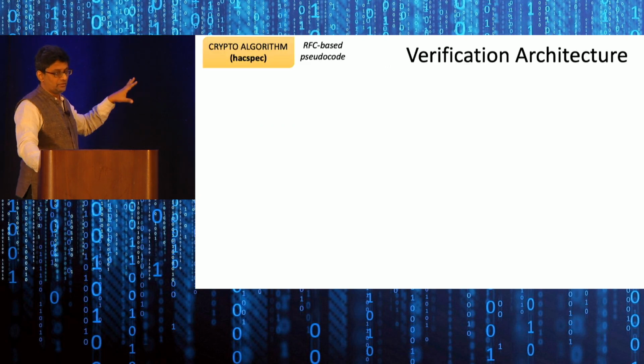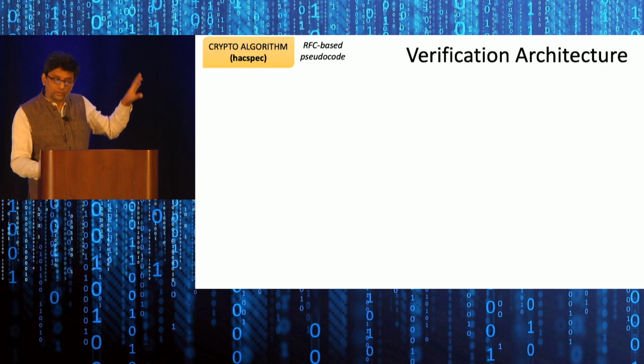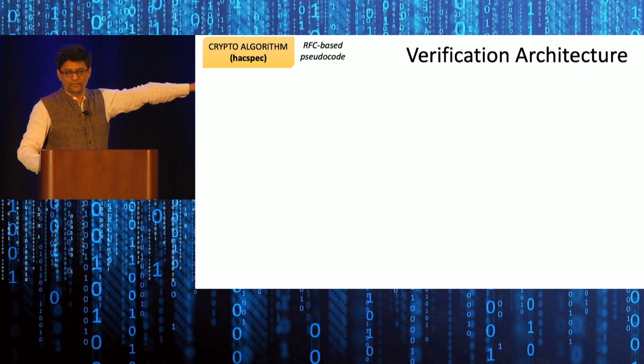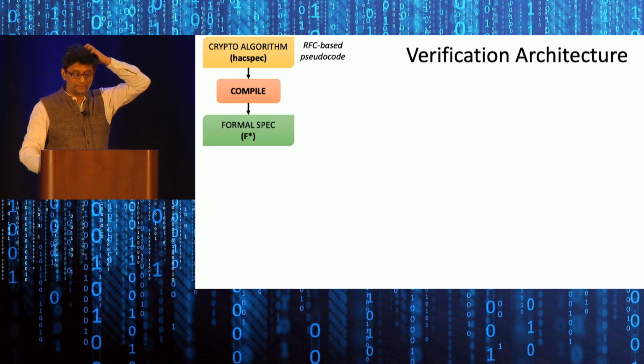So the architecture we're going to follow in this talk is the following. It's a bit of a hairy picture, so I'm going to introduce it step by step. We start off from a spec for the crypto algorithm we're going to do. And this is going to be written in a domain-specific language called Hacspec that I'll describe in a minute. From that, we're going to compile down to a formal specification in F*.